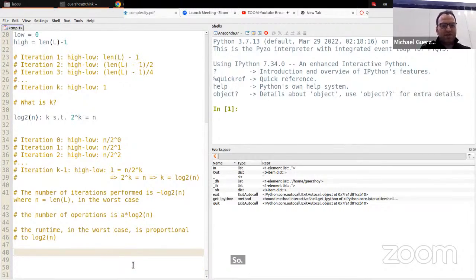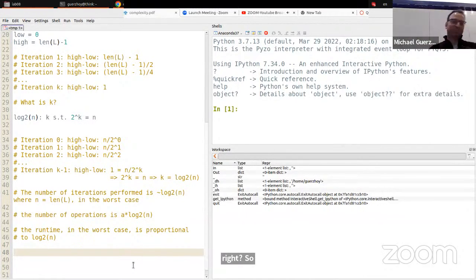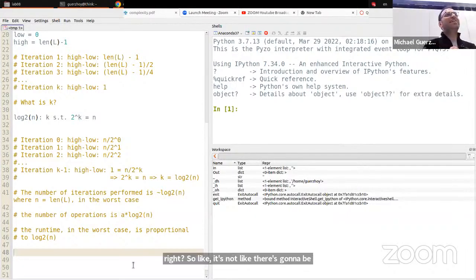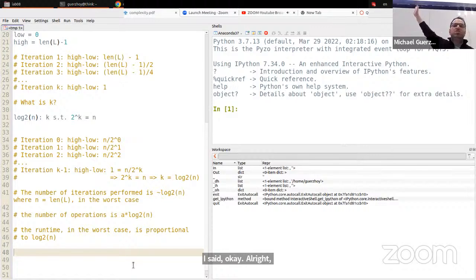Yeah, so sometimes it's like with taxes, right? It's not like there's probably going to be an audit, but just because there could be an audit, you should be honest on your taxes. So okay. All right, so we were here.